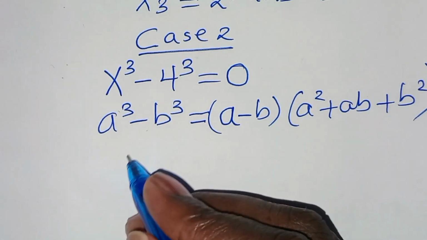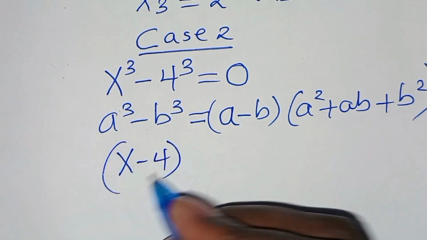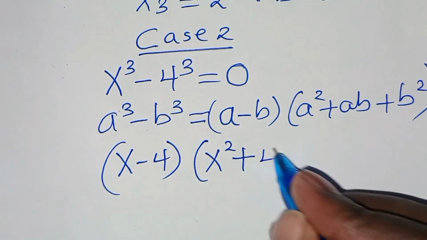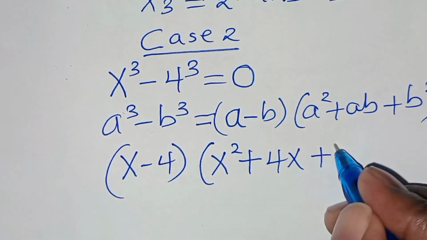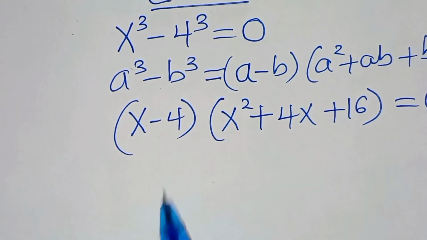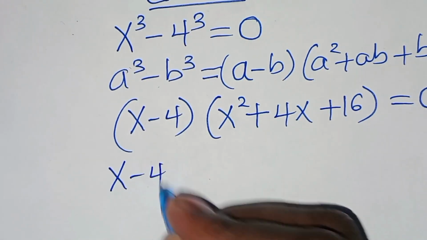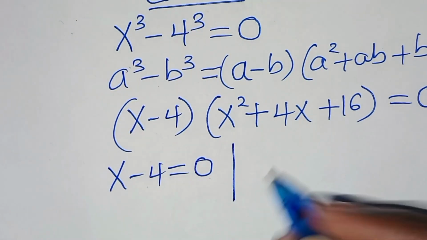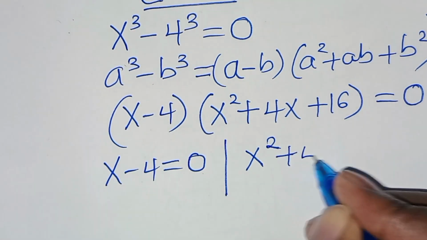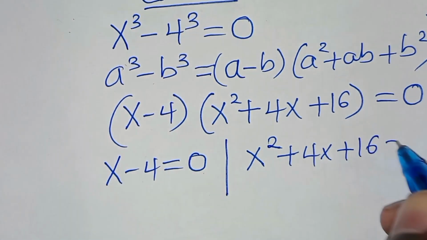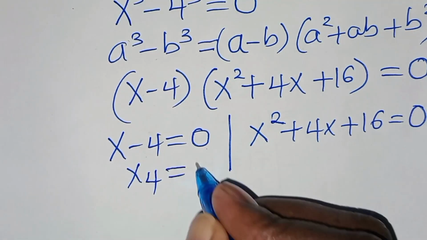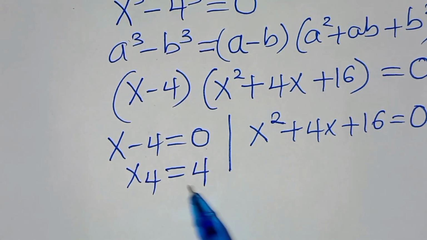So this implies here we have x minus 4. Here we'll have x to the power 2 plus 4x, then plus 4 squared, which is 16. This is equal to 0. So we have two parts here. x minus 4, this is equal to 0. The second part is the quadratic equation, which is x squared plus 4x plus 16. This is equal to 0. So this implies that x4 is equal to 4.